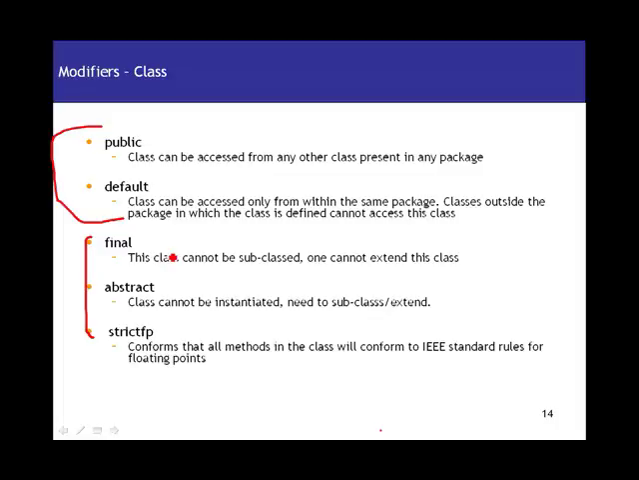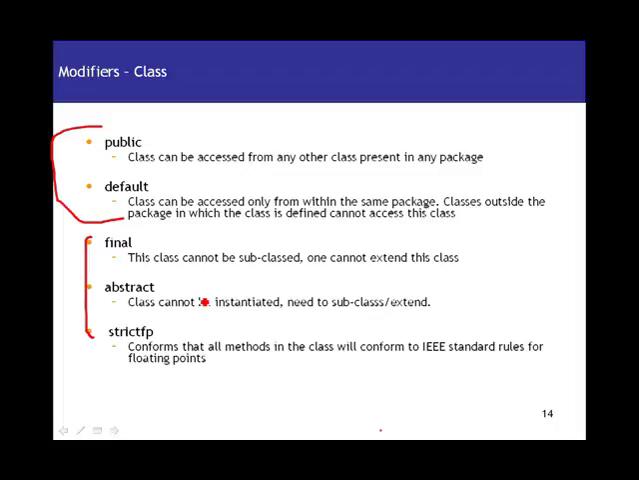Next, abstract. When you say abstract, it means that the class cannot be instantiated. So that means you need to subclass from your class, right? So how do you define it? You say abstract class name, right?